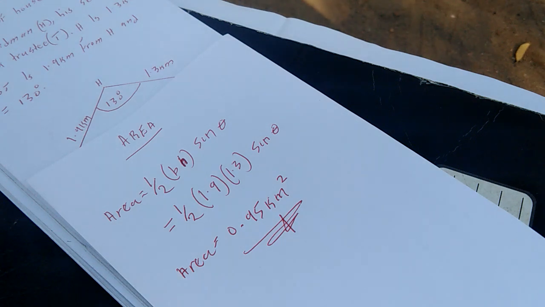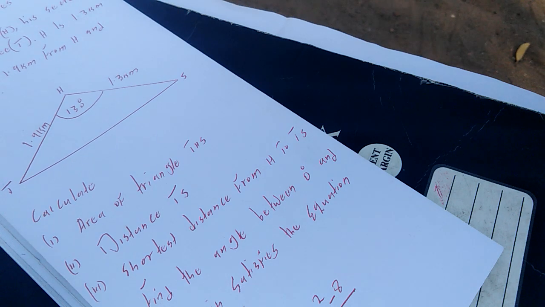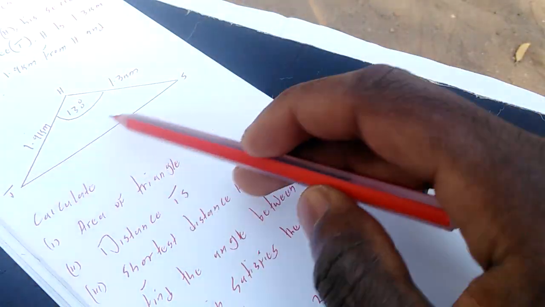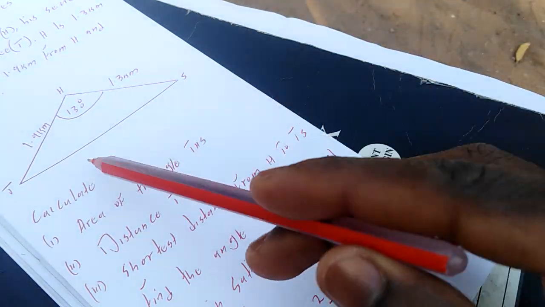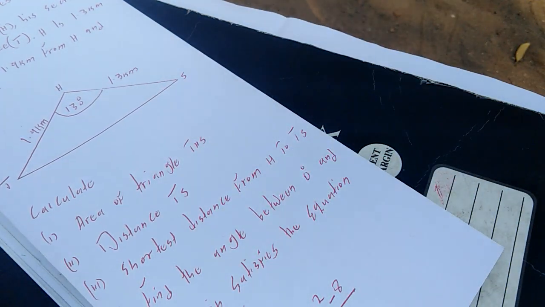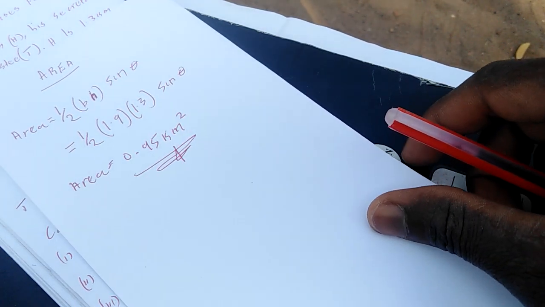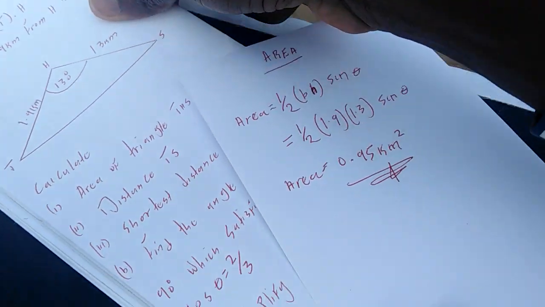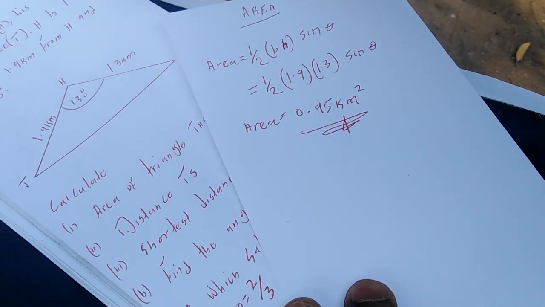Okay, let's go to the second part. Now the second part is saying calculate or find the distance TS. We are finding the distance TS, this distance here. To be able to find this distance, we are going to use these two sides that we've been given, and also make use of the angle that we've been provided with.